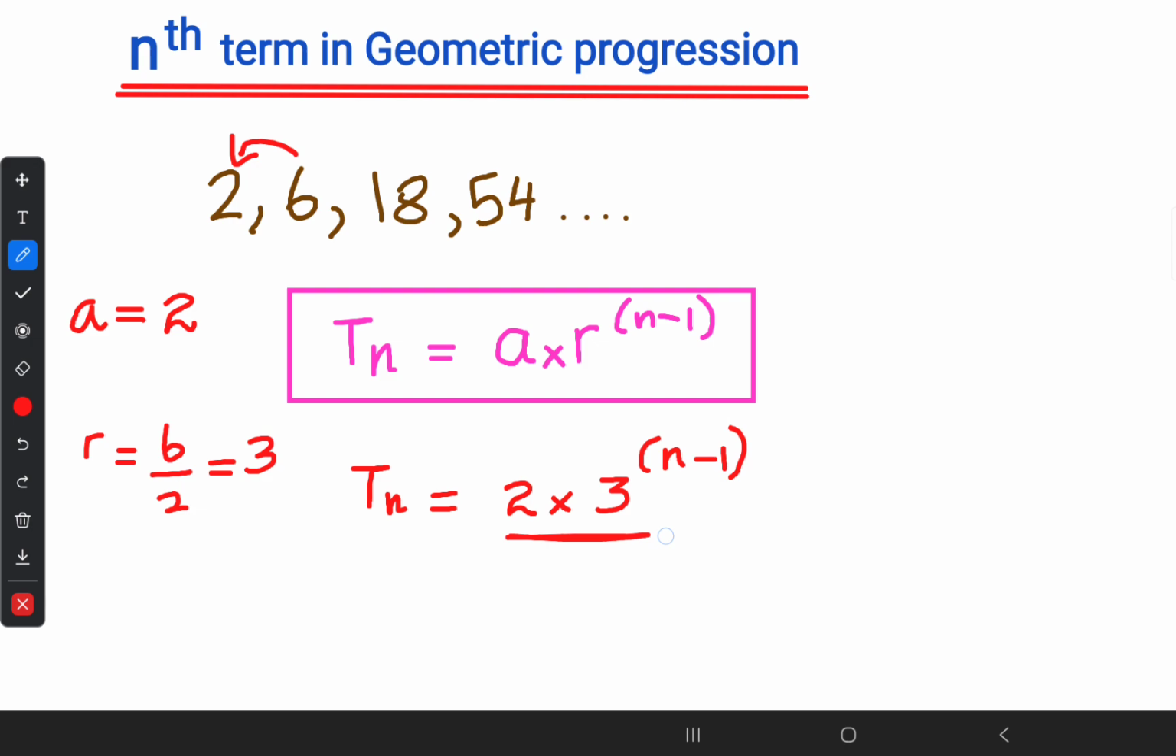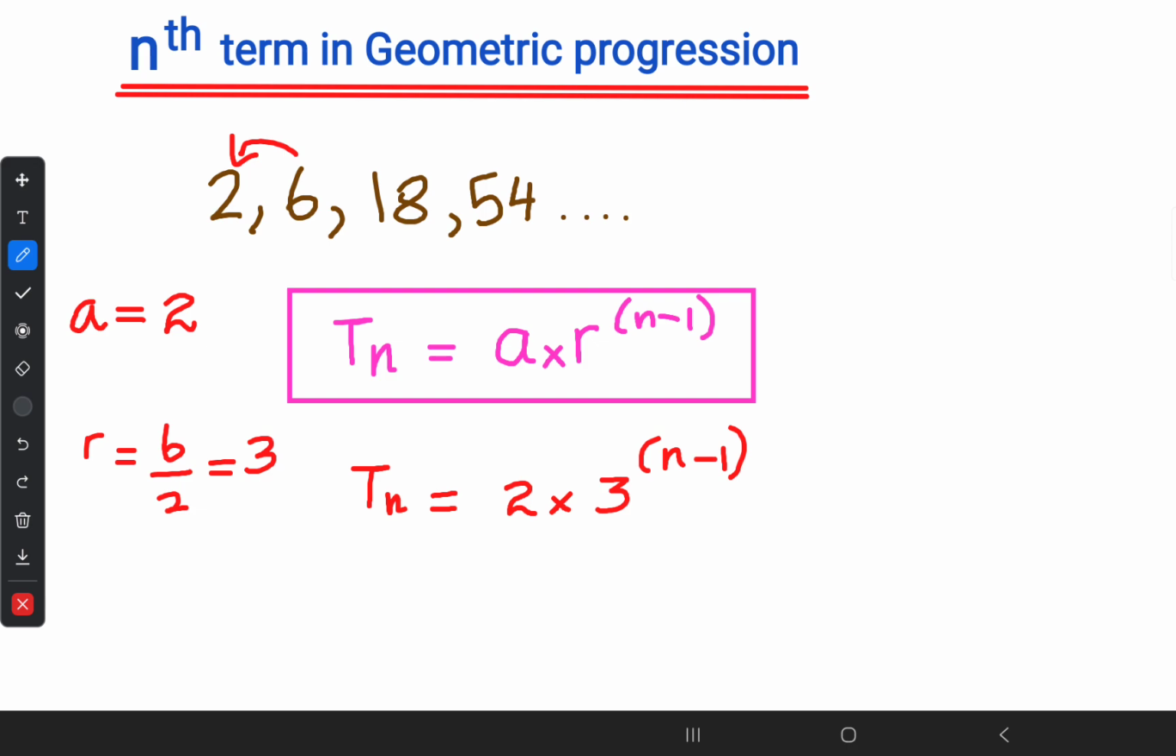And one more thing, do not multiply these two, okay, because it has a power, so we cannot multiply them directly. You have to keep it as it is. So this would be the simplification of Tn, the nth term of a geometric progression. Hereafter we can do several things.